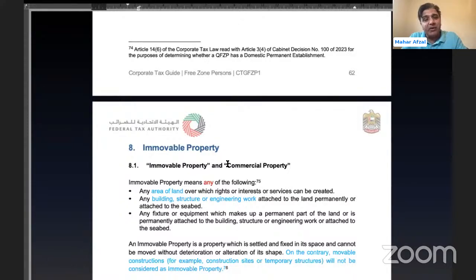Foreign PE, the qualifying free zone person can claim the exemption. Local PE, they cannot claim the exemption. It will be straightforward subject to tax at 9%.